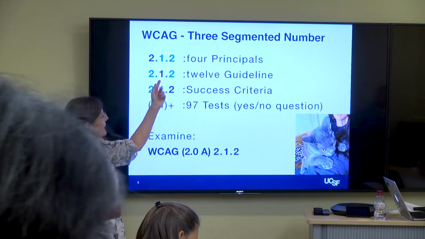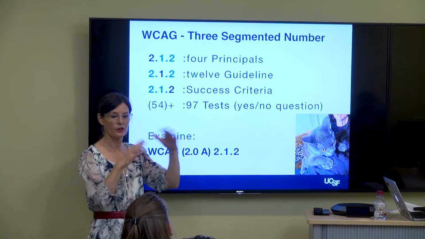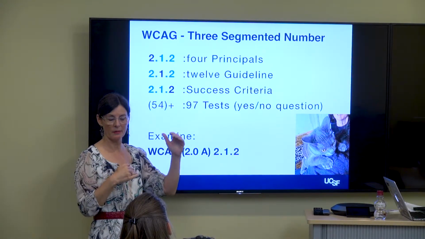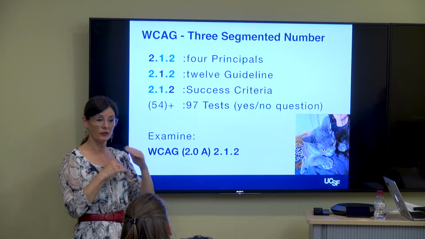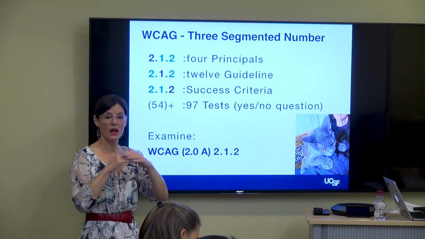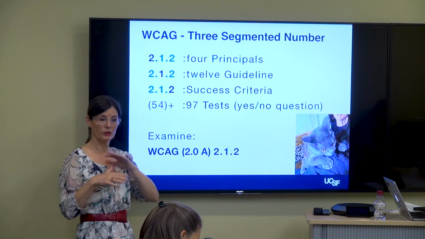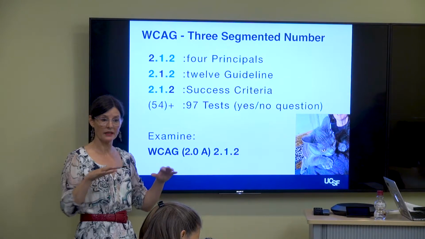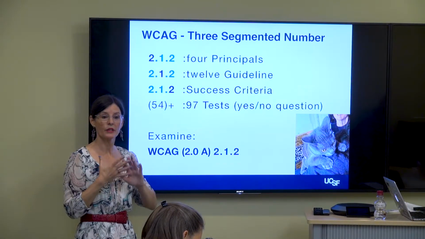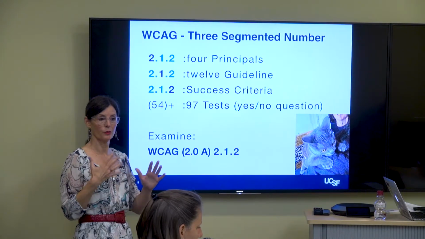So the second one, for level A, there are 12 guidelines. So there's 12 things for you to keep in mind. When you go to level AA, they add a few more, and AAA, which you probably never have to deal with, they add a few more. So a lot of times it's good to start with level A, clear through AA, get all the basics, and then add the other ones. So really there's 12 guidelines you're working with.